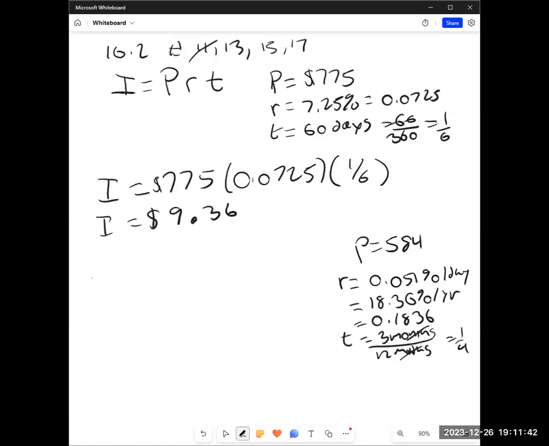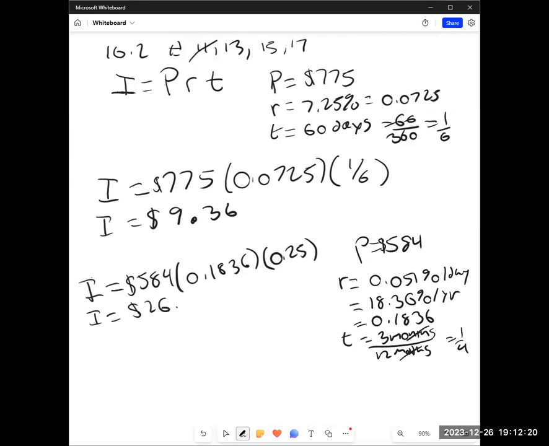So this is going to be I equals 584 times 0.1836 times 1/4, or 0.25. 584 times 0.1836 times 0.25 is 26.81, and that's a lot of interest to be paying in a 3-month period of time on a loan that's small.